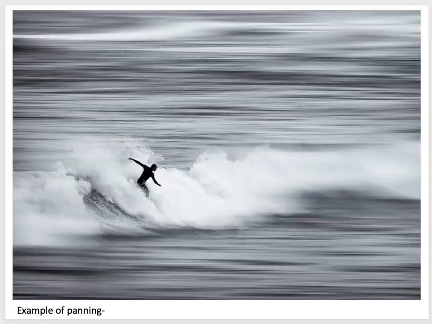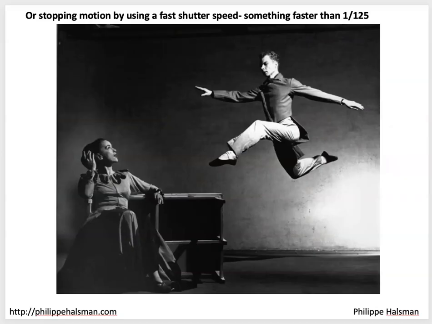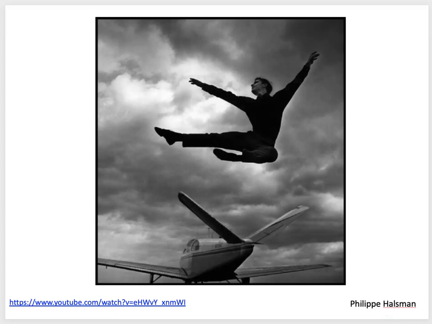So you can try that. These are examples of panning if you want to get into that style or technique in your photographs. Such an awesome photo. I am not good at panning, but these photographers are. Or stopping motion, so using a faster shutter speed, something over 1/25th of a second. So we're stopping the motion of these dancers.